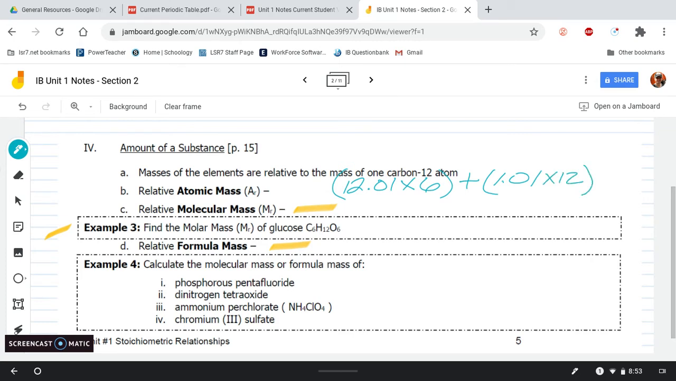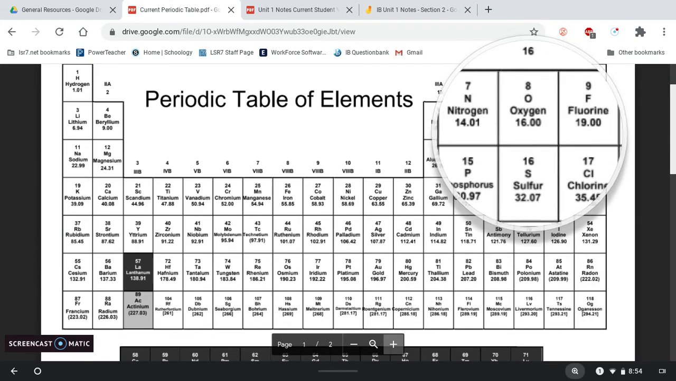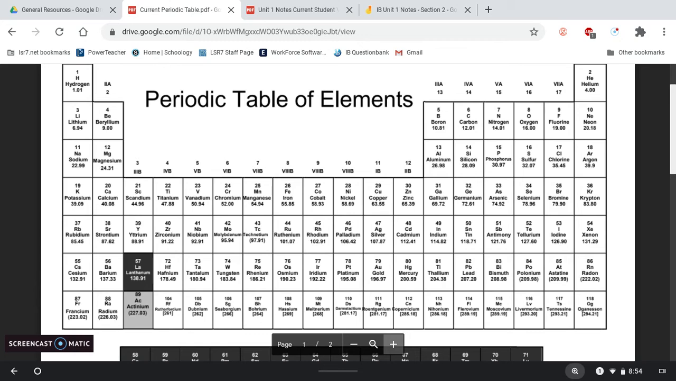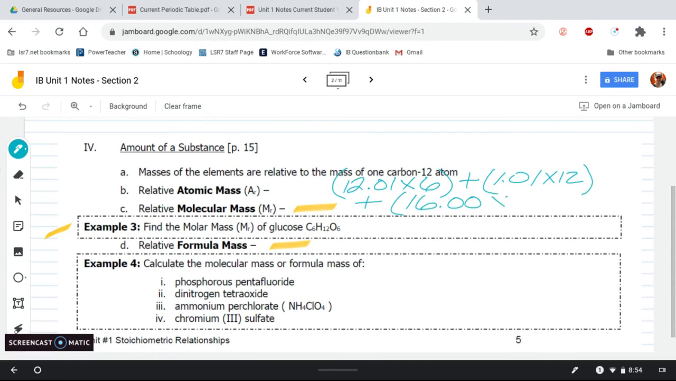And then I'm going to add that to the last part, which is the oxygen. Now, if you remember, the oxygen weighed 16. You guys are probably going to memorize that because we use oxygen a lot, and oxygen is always going to weigh 16. So there's 16.00. I'm not doing anything crazy, just getting it off the periodic table. So we're going to go 16.00 times 6. And so we're going to put all this in our calculator, and we're going to get a number.